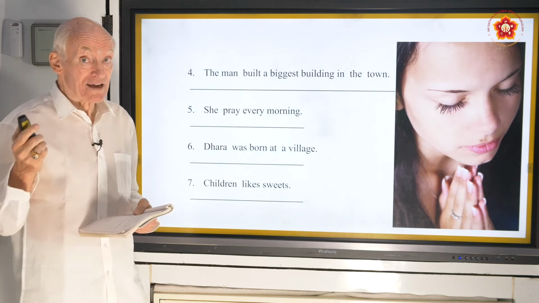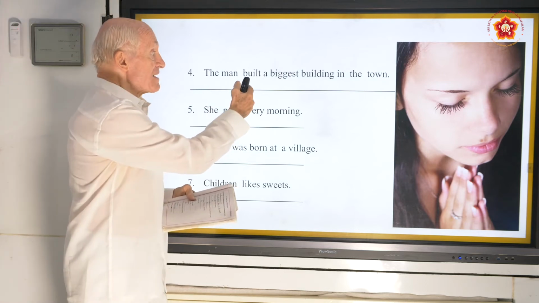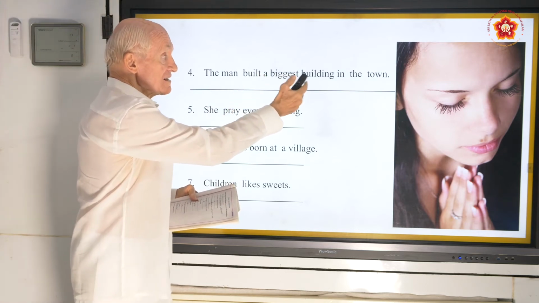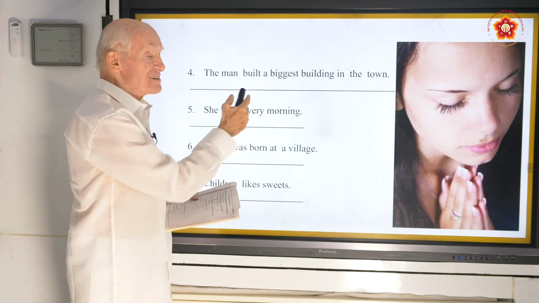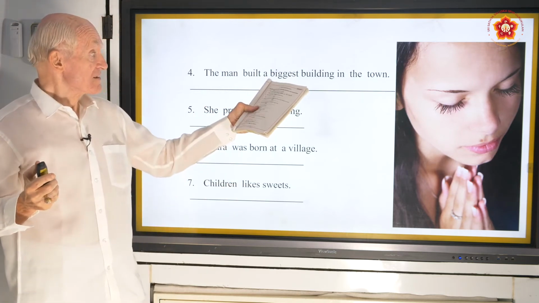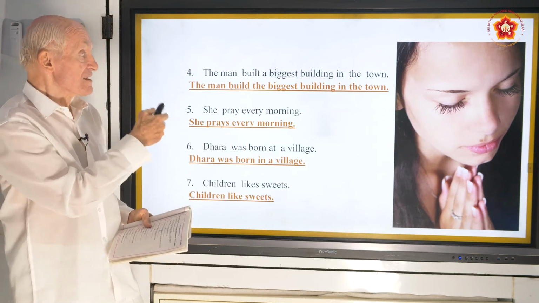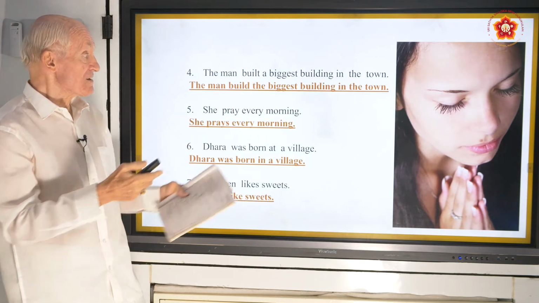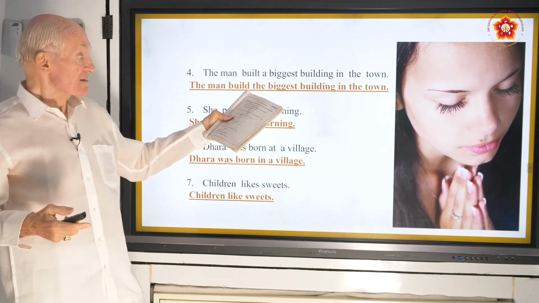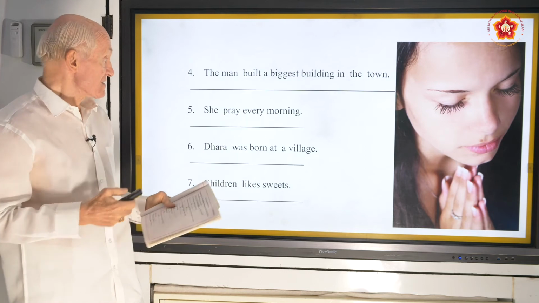We're not talking about a building, okay? If he said the man built a building in that town, that would be okay. But it's the biggest building. It's identified. It's specific, okay? So the correct answer would be the man built the biggest building in the town. We have a specific article here, not an indefinite article. Let's go to number 5.